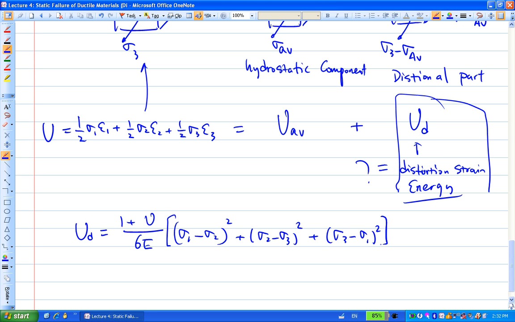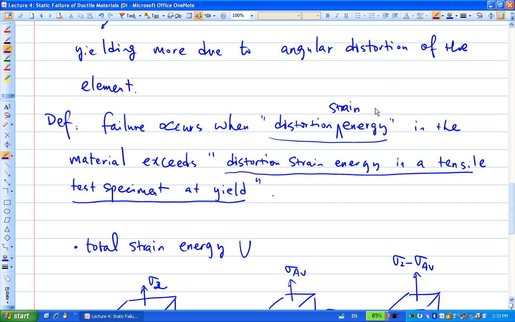So this is the distortion strain energy in a generally stressed element. It's related to the three principal normal stresses, Poisson's ratio, and Young's modulus. So this quantity basically is this quantity here.